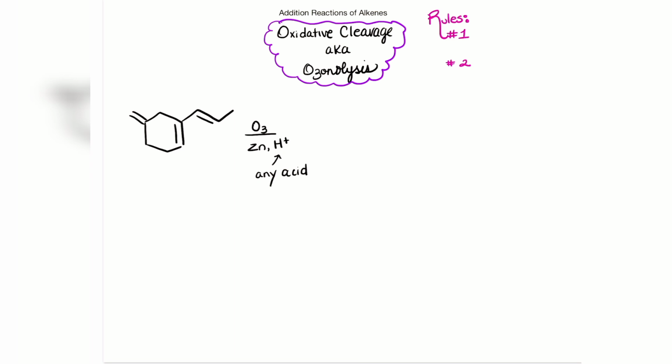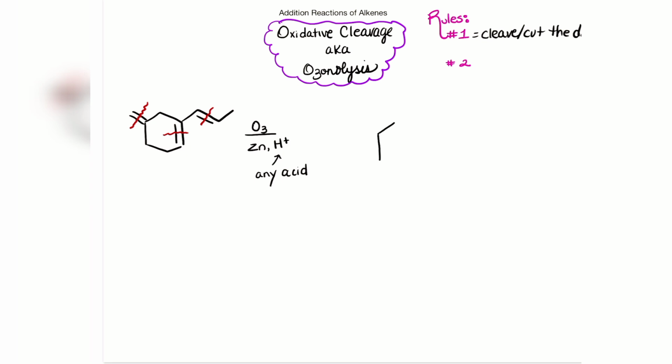When you see O3, your first rule is you're going to cleave, or cut, the double bond in half. I'm going to act like I have a pair of scissors and cut each one of the double bonds right down the middle, just like this. Even though the problem doesn't tell you that you have excess, you are still going to treat the problem as such.